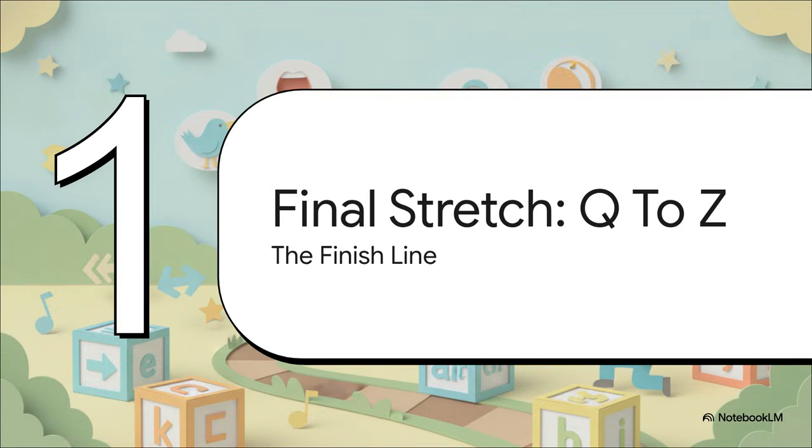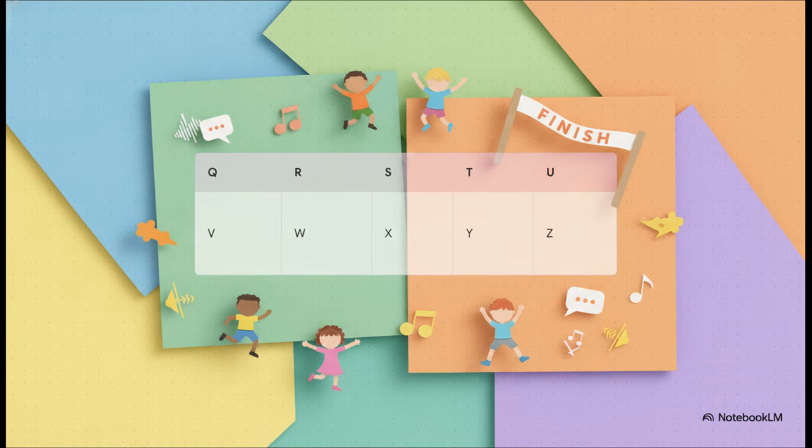Moving to Section 3, Final Stretch, Q to Z. The final grouping of letter targets is spread across the colorful game floor, from Q all the way down to Z. The finish line is finally in sight. At this point, the kids have been hopping and listening continuously for a while, so the host's energy really needs to carry them through this final grid of floor mats.